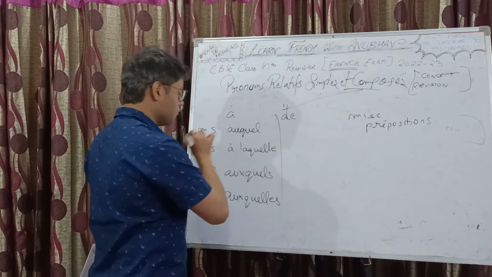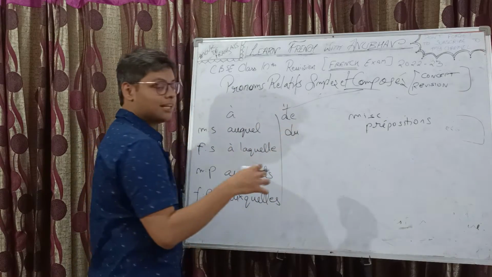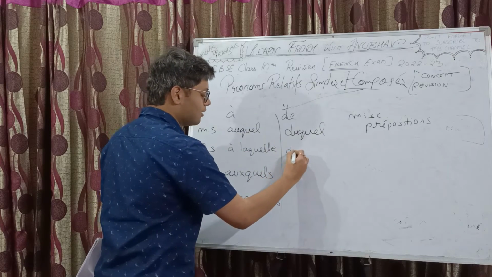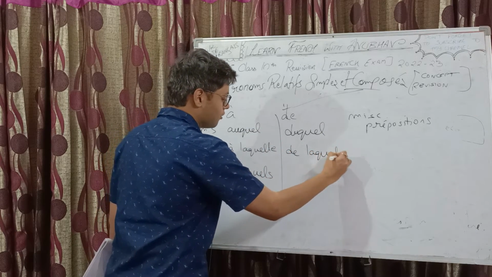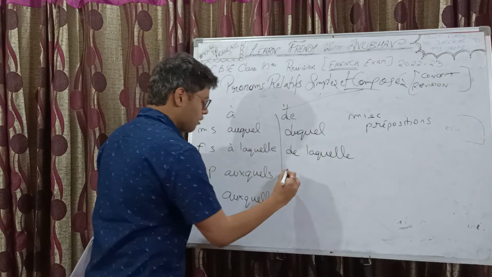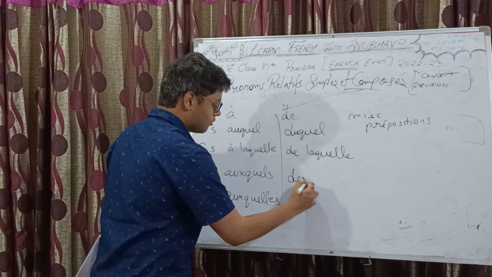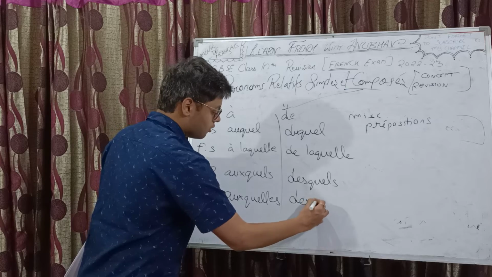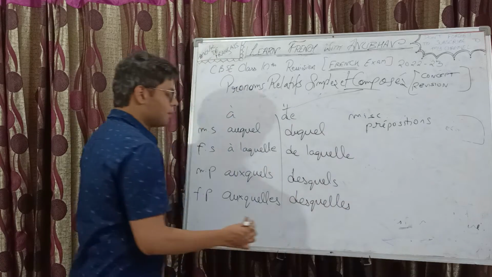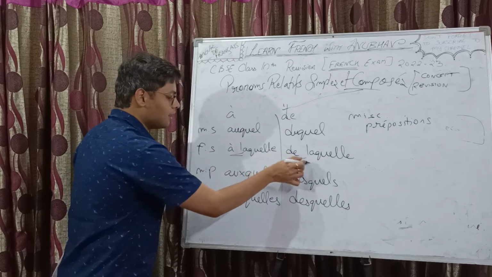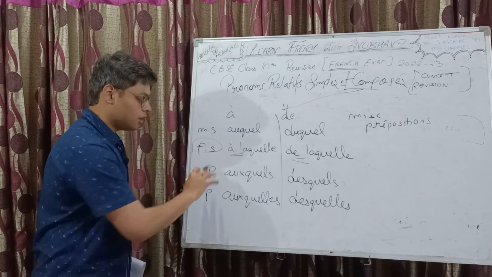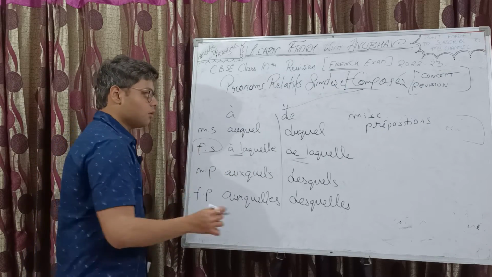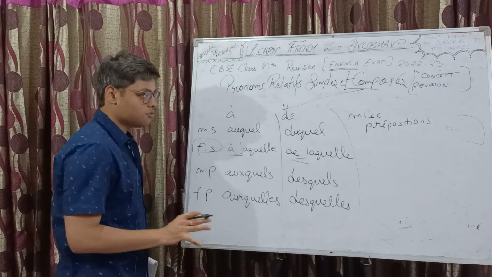For the masculine singular, de plus le is what? Du. So duquel. De plus la, de laquelle. Masculine plural, desquels. Feminine plural, desquelles. To be noted, the space exists only in the feminine singular. In others, there's no space in between. So they'll translate to "from which" or "of which".